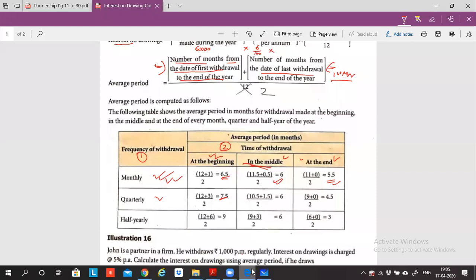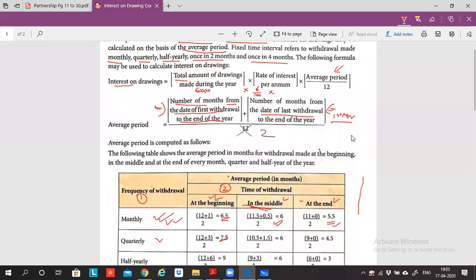Right? So as per our illustration 12, the money is withdrawn every month, and that too at the end of the month. So the average period will work out to be 5.5 months. So here it will be 5.5. The formula is 60,000, that is the total amount of drawing made in the entire year, 60,000 into 6 by 100 into 5.5 divided by 12. Right? That's what is done.